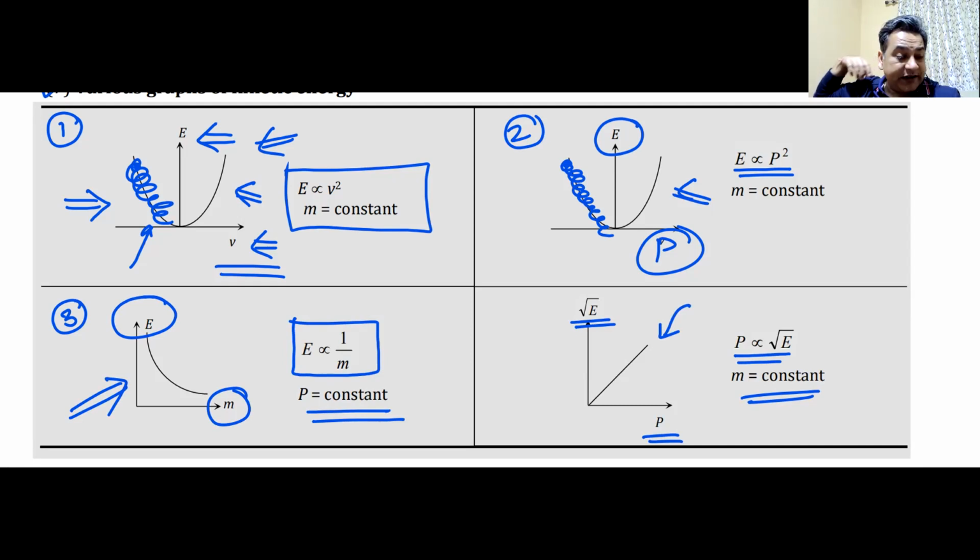Normally in NEET, they will not give you a straight graph between E and P. They will give you a graph between root over E and P. Don't forget that energy is proportional to P square. So if you take root over E, it becomes a straight line graph. So these are the four graphs that you must never forget: between kinetic energy and speed or velocity, between kinetic energy and momentum, where we are talking about magnitudes, between energy and mass, and between root of energy and momentum.